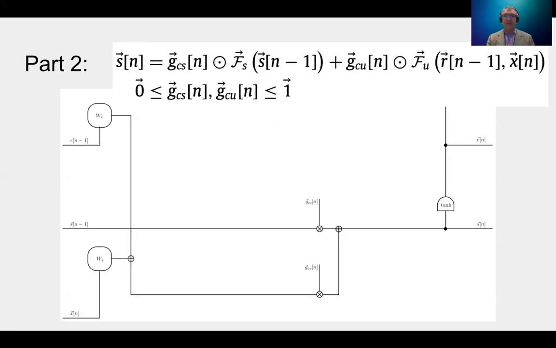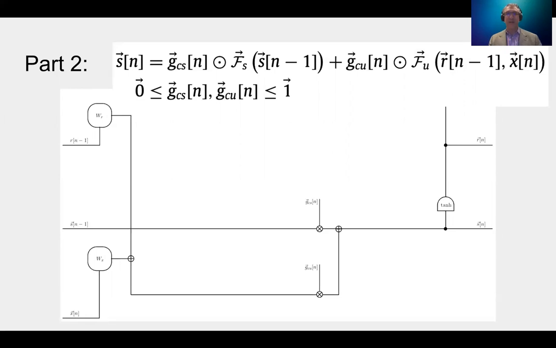Let us give the first term the subscript S, as in state, and the second term the subscript U, as in update. And instead of mixing them equally, as in the canonical RNN system, we will mix them fractionally by using the respective gates. The state term will be multiplied by the control state gate. The update term will be multiplied by the control update gate.